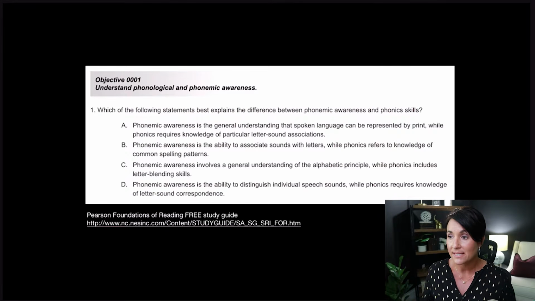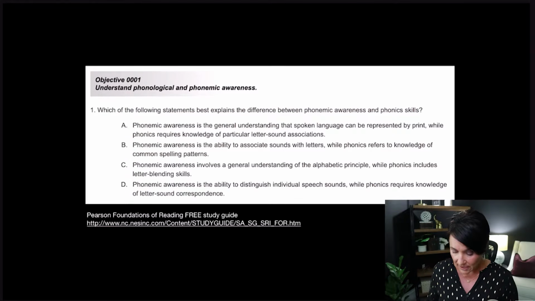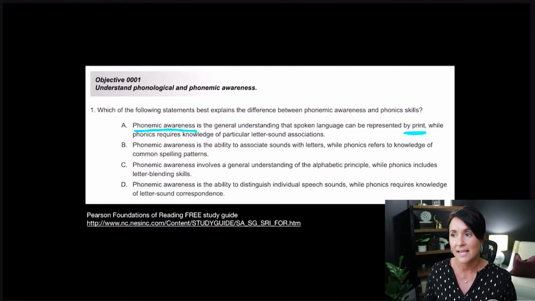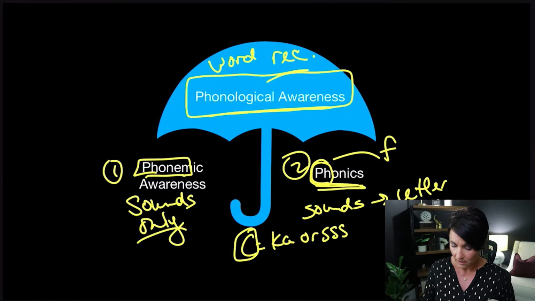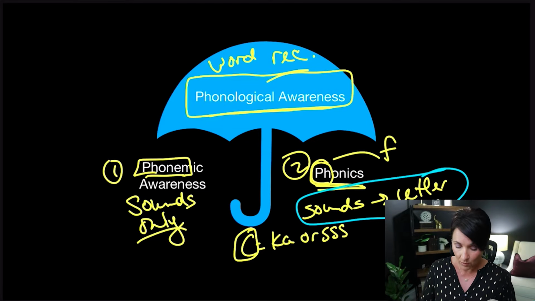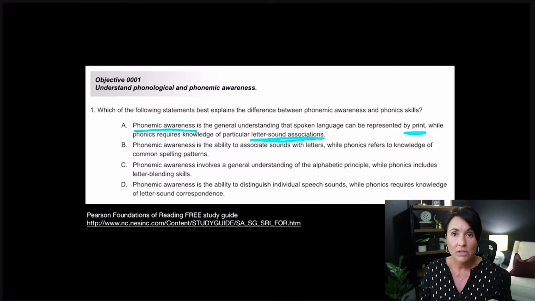A, phonemic awareness is the general understanding that spoken language can be represented by print. Well, didn't I just say that phonemic awareness is not print? It's actually sounds only. While phonics requires knowledge of particular letter sound associations, we did say that phonics is letter sound associations. Let's go back to my umbrella. You can see here, letter sound relationships, right? However, what did we say about phonemic awareness? Sounds only. You can do it in the dark. You don't need to see the word in print. So I'm going to cross off A.